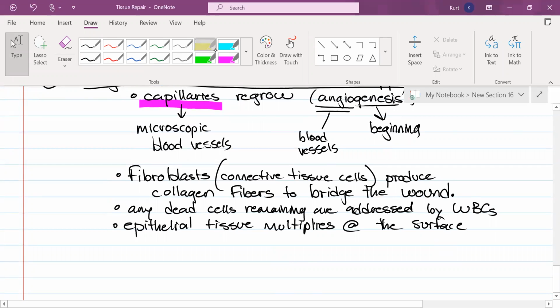All right, so a few key words here. Fibroblasts, collagen, epithelial tissue.